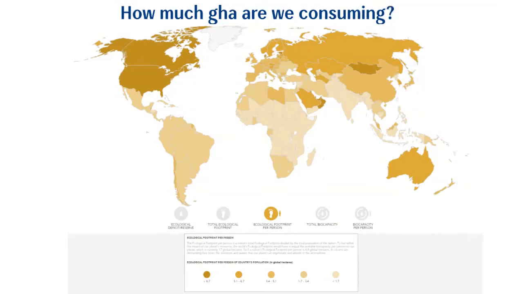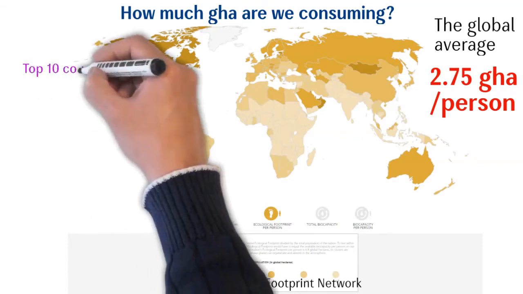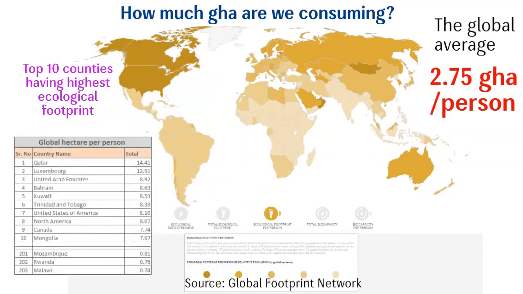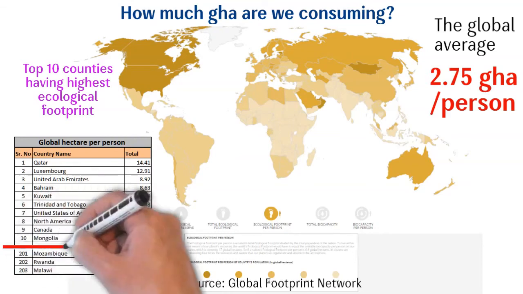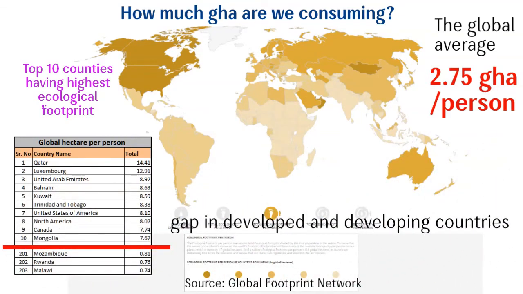What do you think? The global average is 2.75 global hectares per person. Though this number of 2.75 global hectares per person does not seem daunting, it is a lot more serious thing to worry about, because this 2.75 global hectares is an average for the world population. If we consider the gap in developed and developing countries, it will show that people in developed countries are using a lot more resources compared to poor nations.